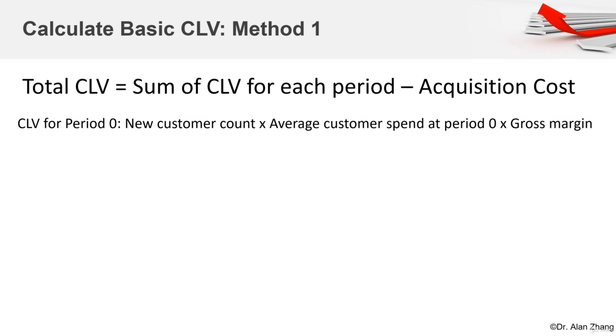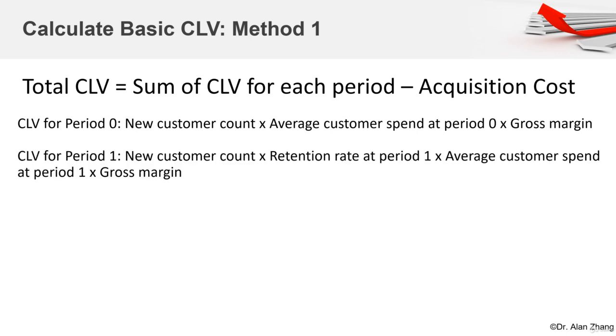So just be aware that normally after the first purchase, some of the customers may not return to purchase. So retention rate, which we talked about in the last video, plays an important role here. CLV for period 1 is equal to the number of new customers multiply retention rate at period 1 multiply average customer spend at period 1 multiply gross margin. Now it gives you another number.